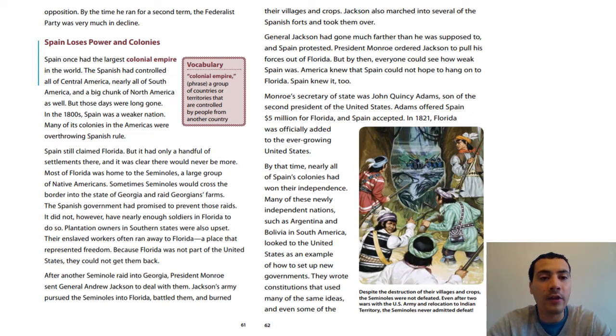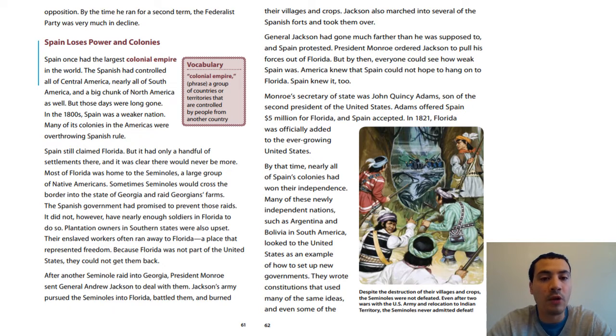In the 1800s, Spain was a weaker nation. Many of its colonies in the Americas were overthrowing Spanish rule. Spain still claimed Florida, but it had only a handful of settlements there, and it was clear that there would never be more. Most of Florida was home to the Seminoles, a large group of Native Americans.